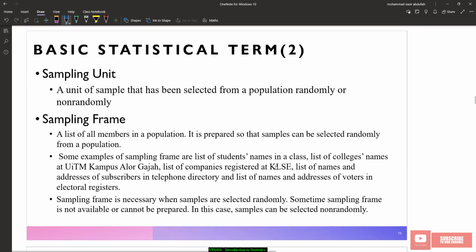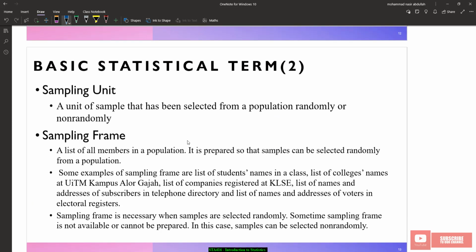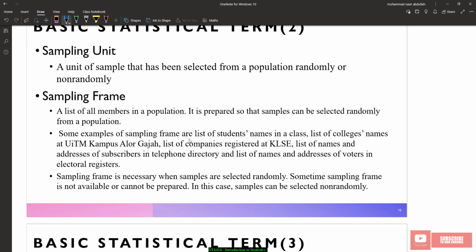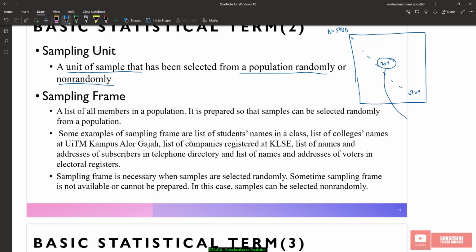Right? So another statistical term that we need to understand is a sampling unit. So sampling unit is a unit of the sample that has been selected from a population randomly or non-randomly. So kita nampak, let's say I ada the whole population. Let's say students in UiTM Tapah. Let's say I have 5,000 students from 1 until 5,000, right? So let's say I select student number 201, right? So 201 ni student yang I select masuk dalam sample.